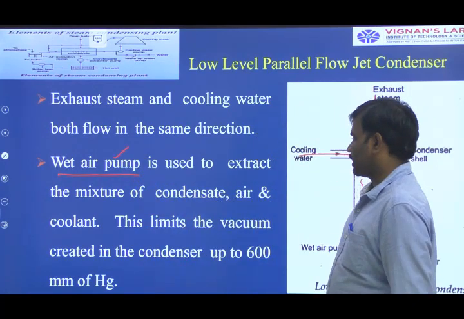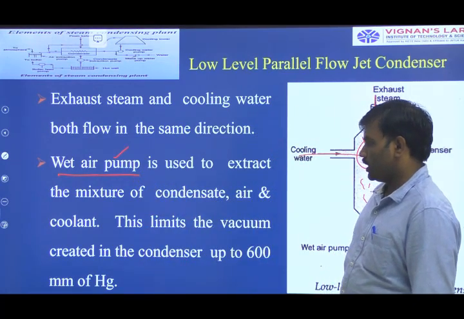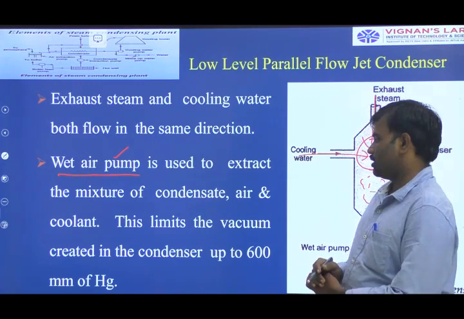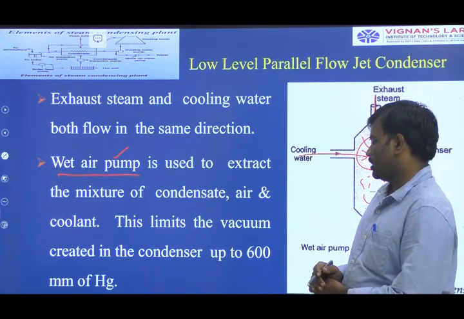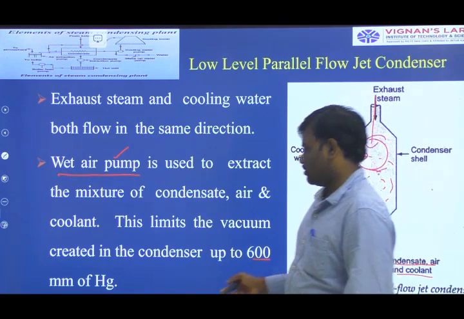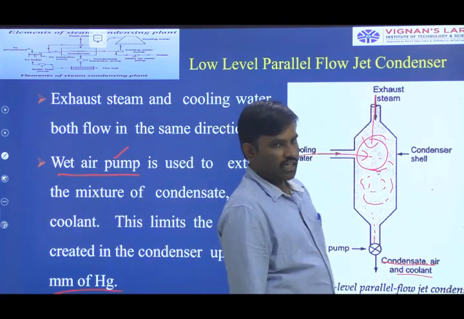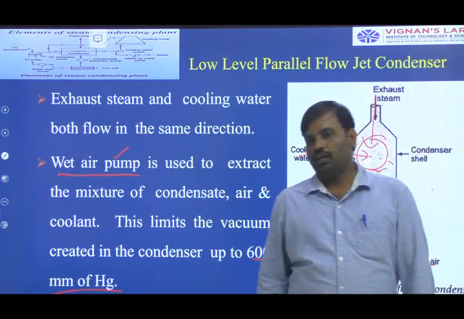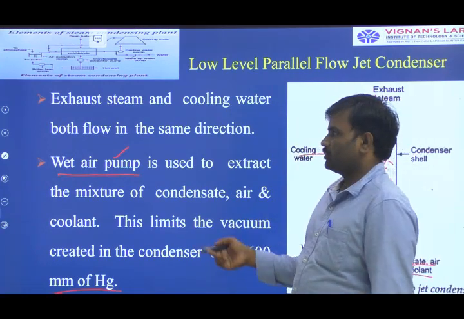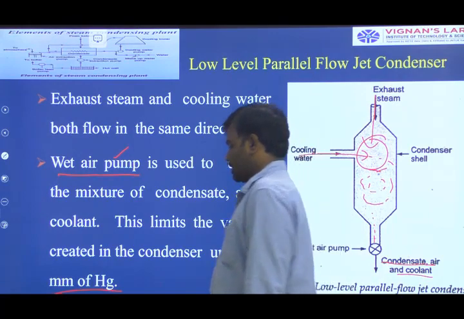The mixture of condensate, air and coolant limits the vacuum created in the condenser to up to 600 mm of Hg. Based on the vacuum created by the condenser itself, we can judge the effectiveness of the condenser.